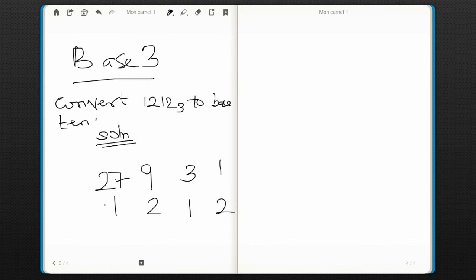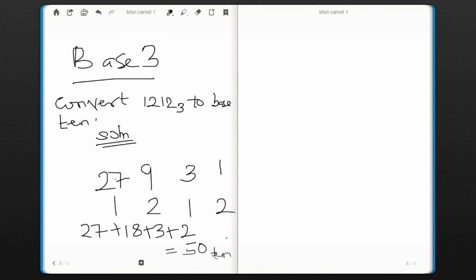Now do your multiplication. 27 times 1 is going to give you 27. 9 times 2 gives you 18. And 3 times 1 will give you 3. Then 1 times 2 gives you 2. And then you add all these together, you are going to get 50. So that means this conversion gives you 50 in base 10. I believe this is simple enough, and that means you can convert from any base you like to base 10.